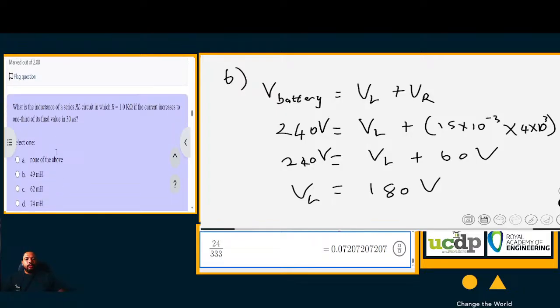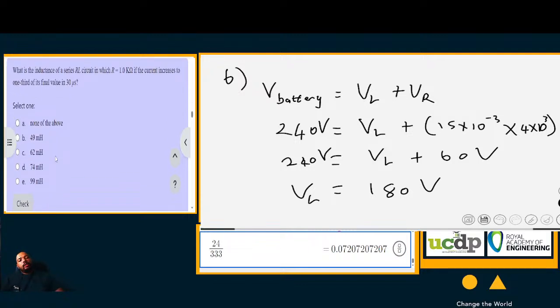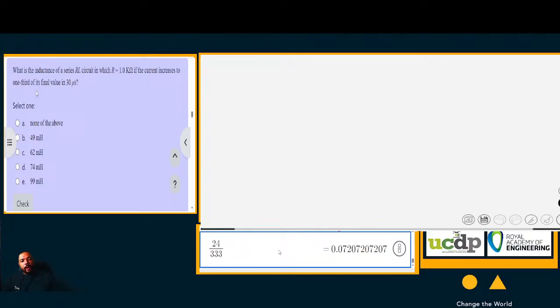Last question. And I like this one. So we have, what is the inductance of a series RL circuit, so a resistance and inductor circuit, in which the resistance is 1 kilo ohm if the current increases to 1/3 of its final value in 30 microseconds. Here we have the symbol for micro.